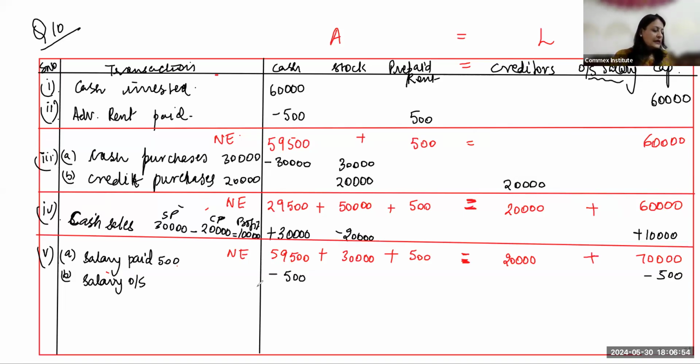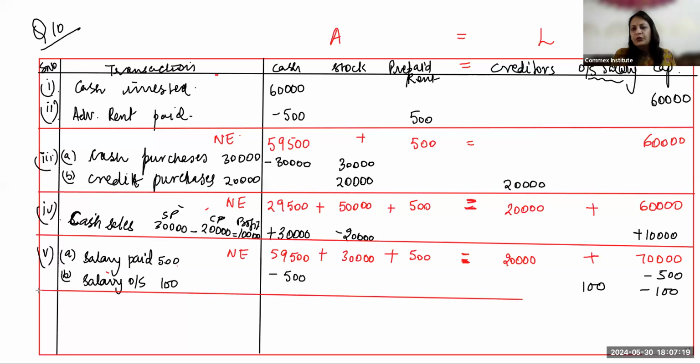Okay, so this is 100. So this will be shown on the outstanding salary column. So outstanding salary column is over here. And it will also be deducted from the capital. And now try to draw the new equation. Draw a line and put the new equation.